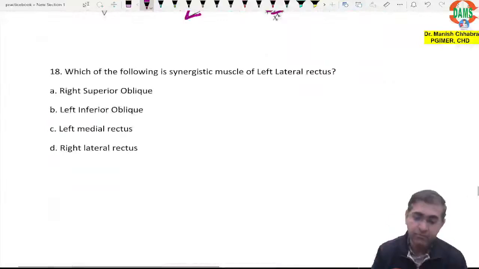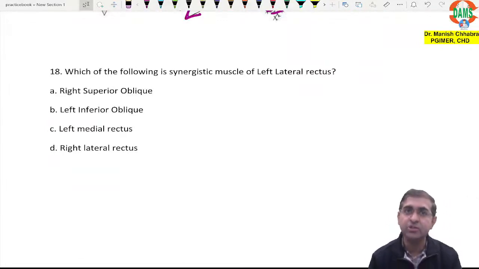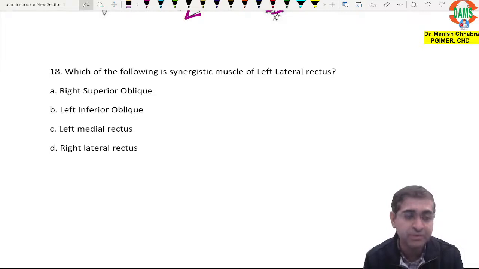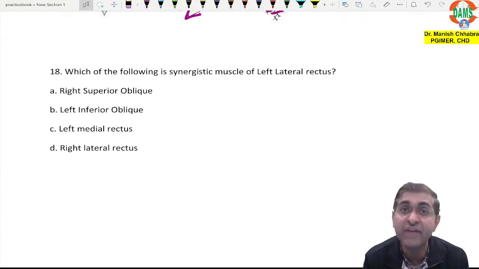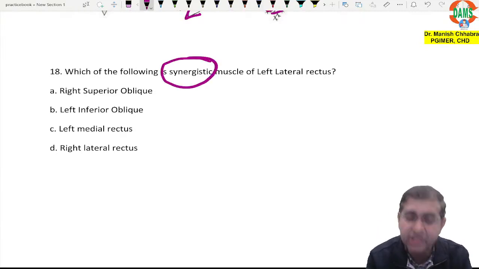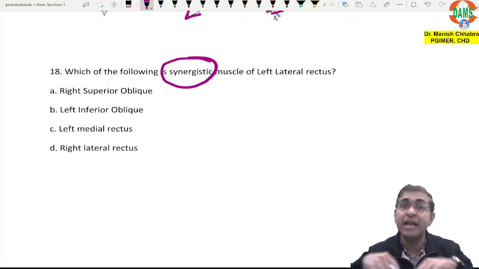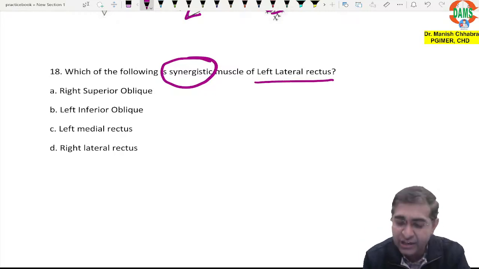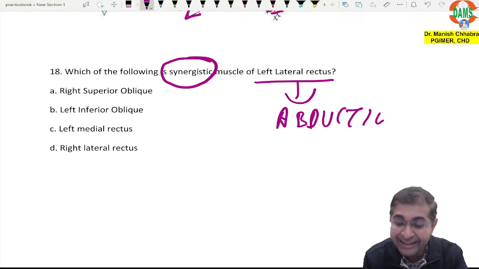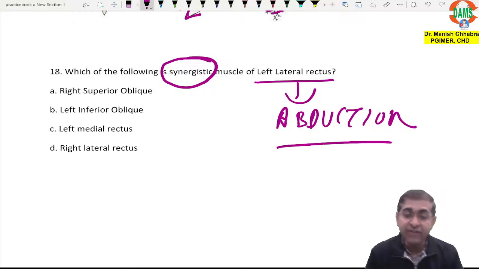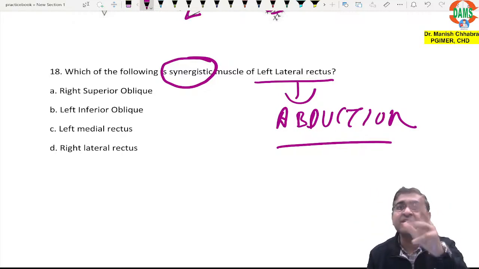All right. Now this is also your previous year question FMG, but since many students ask me, so I have included this in this session. Okay, which of the following is synergistic muscle of left lateral rectus? What do you understand by synergism? Synergistic muscle which is helping left lateral rectus. What is the action of left lateral rectus? So it causes abduction. So out of the given options, which muscle will assist the left lateral rectus in abduction?